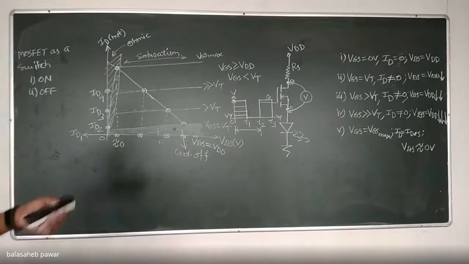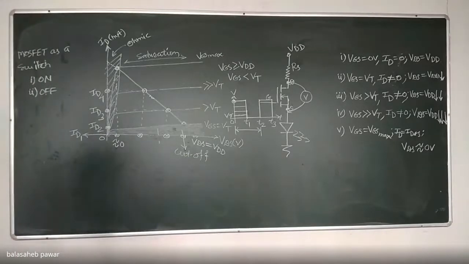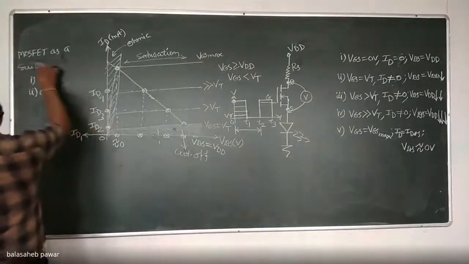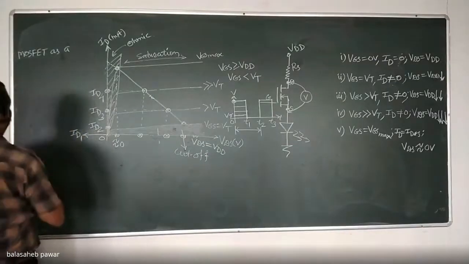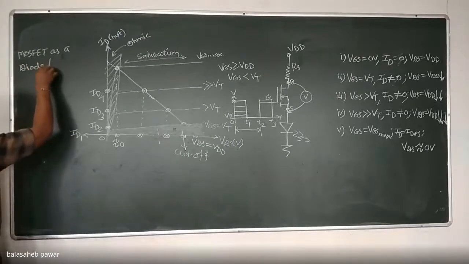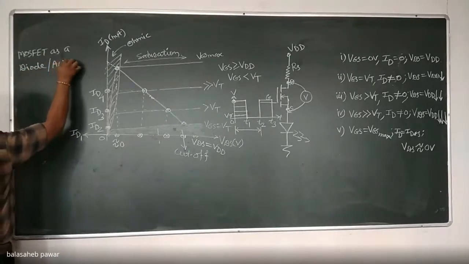So this is the first application of MOSFET under the second unit, that is MOSFET as a switch. Now, the second application is MOSFET as a diode or active resistor. MOSFET as a diode or active resistor.